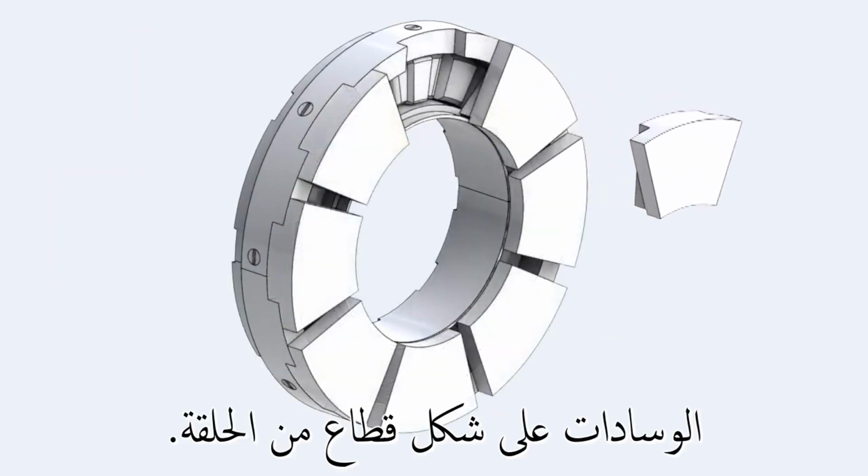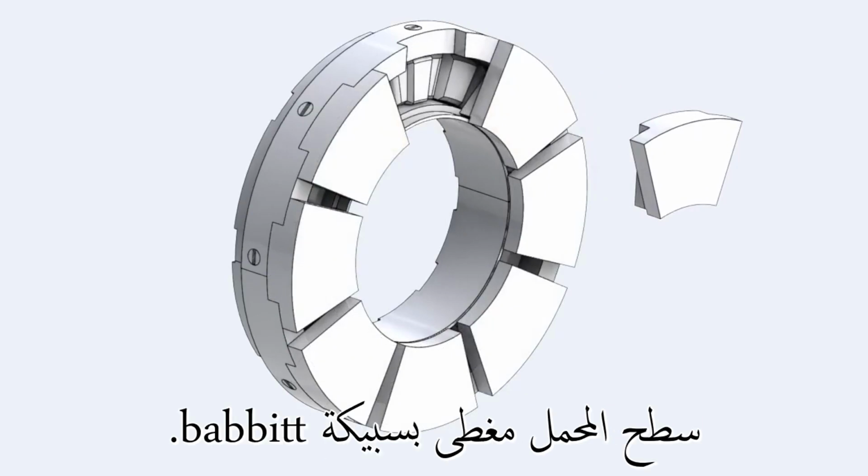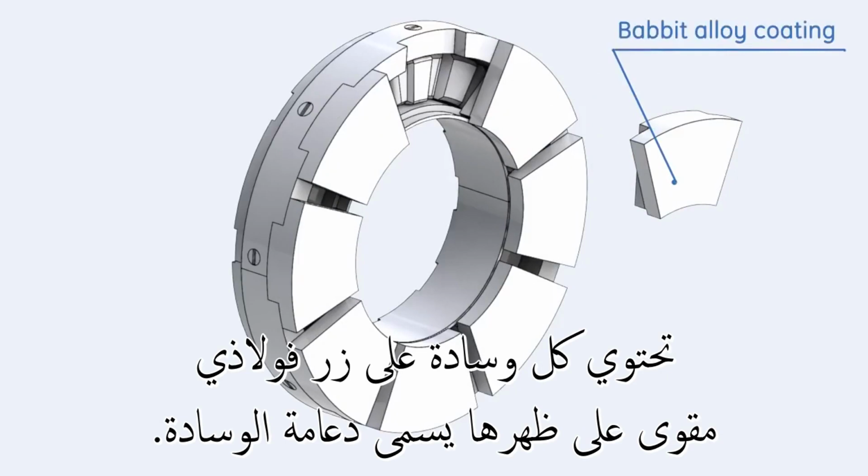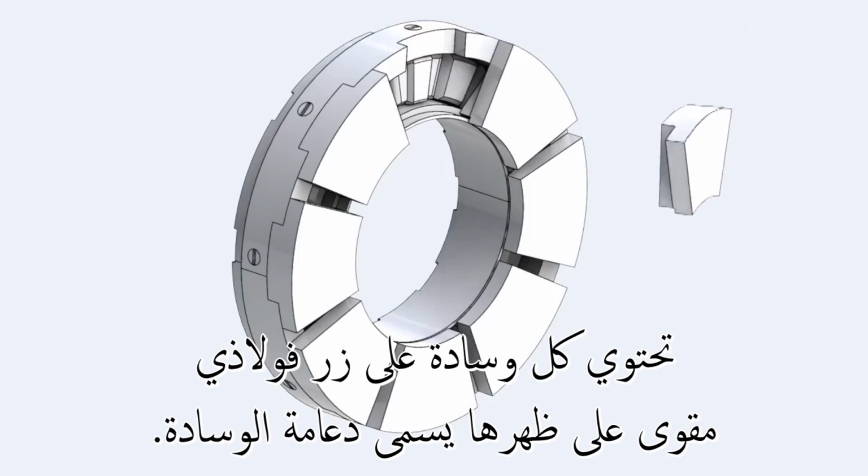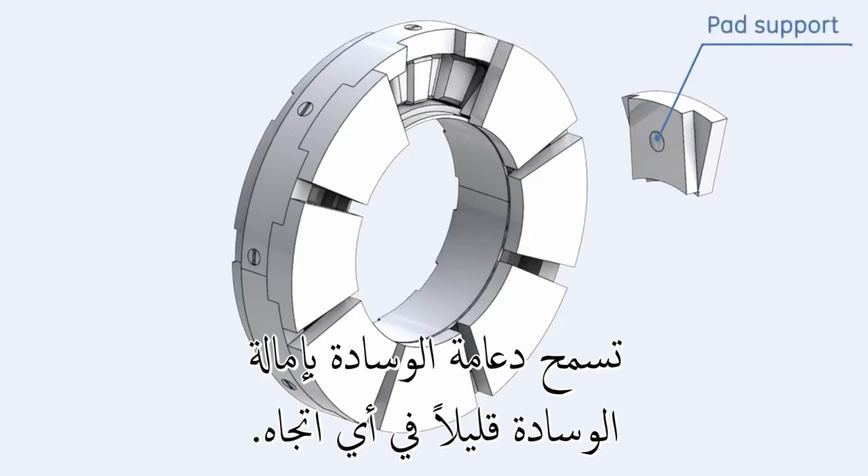The pads are shaped like a sector of a ring. The bearing surface is covered with Babbitt alloy. Every pad has a hardened steel button on its back called the pad support. This pad support allows the pad to tilt slightly in any direction.